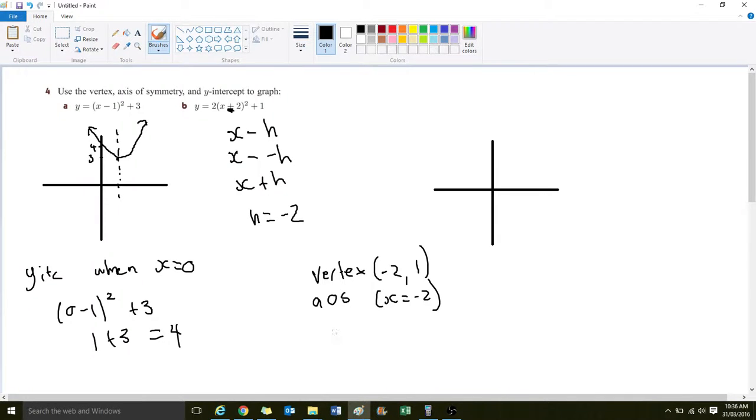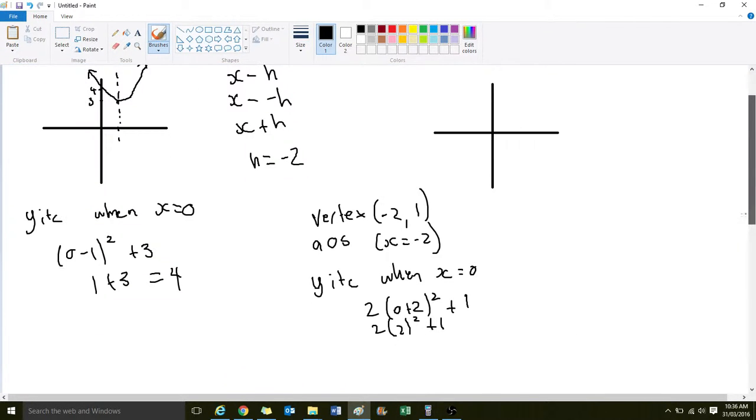And the y-intercept occurs when x equals 0. So if we put x equals 0 into this equation, we have 2 times 0 plus 2 squared plus 1. Now we have to calculate the squared first. So we've got 2 times 2 squared plus 1. 2 squared is 4. So we have 2 times 4 plus 1, and 2 times 4 is 8, plus 1 is 9. So the y-intercept is 9.